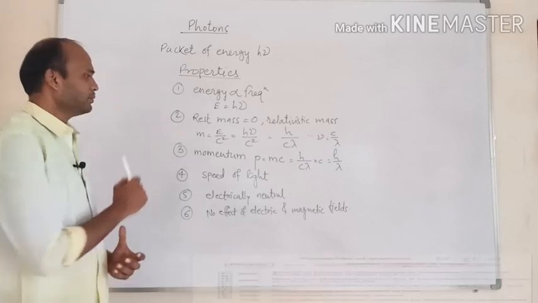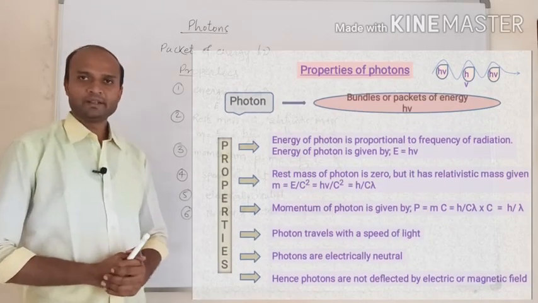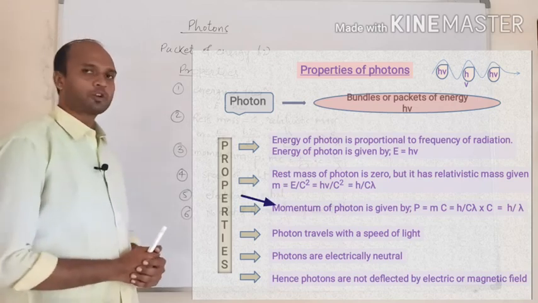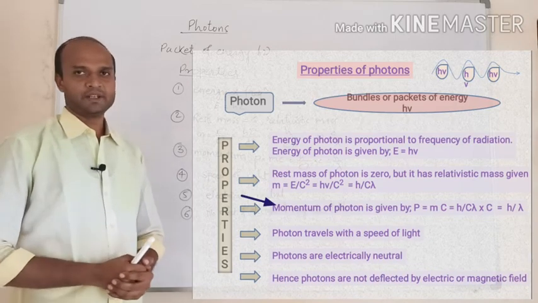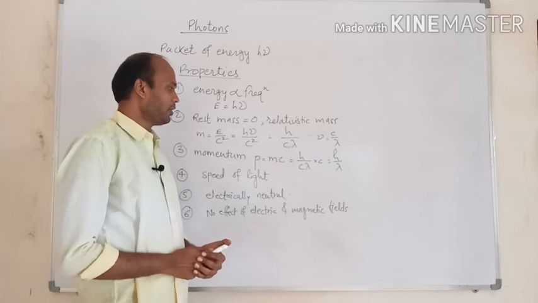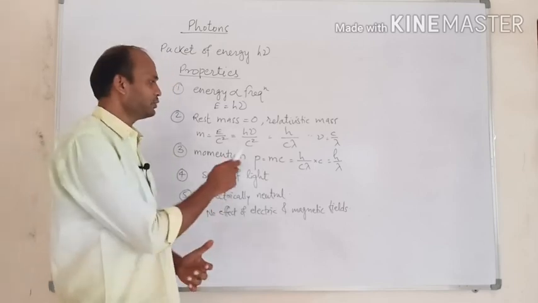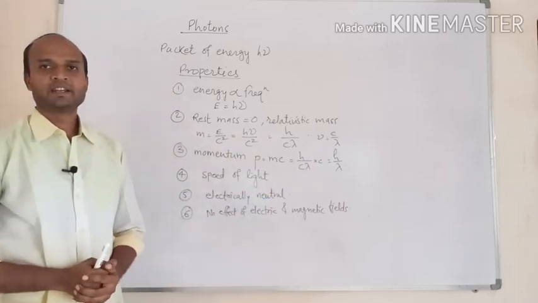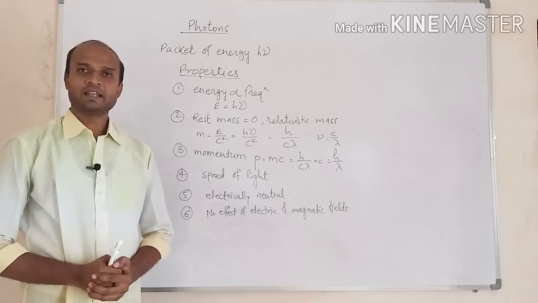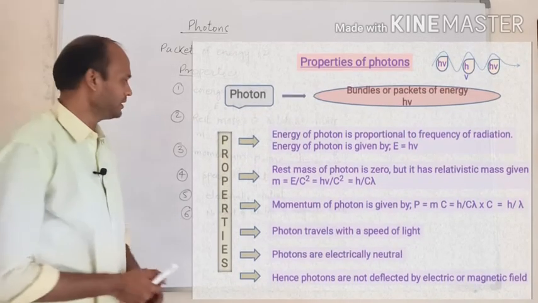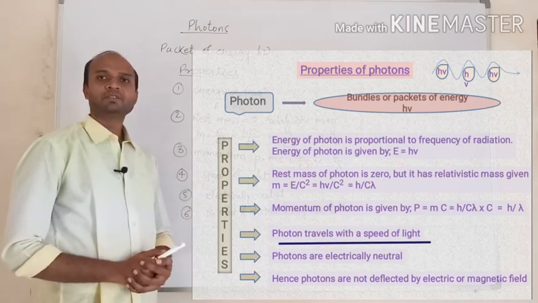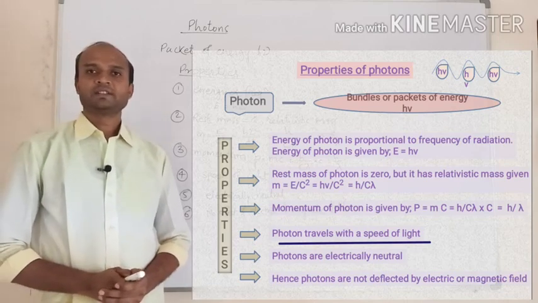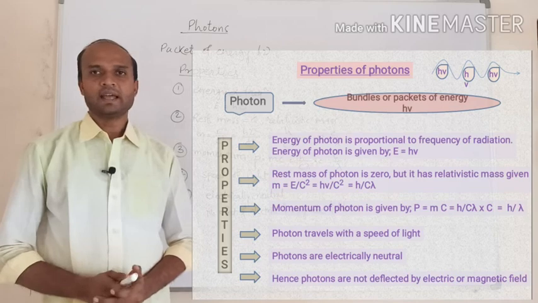Then the momentum of the photon. As it is in motion, it has a momentum which is the product of mass, that is the relativistic mass, and the speed. So momentum of photon P is equal to m into c. Again m is h upon c lambda, into c. So we get P is equal to h upon lambda. So this is the momentum of the photon. Then the photon travels with the speed of light. The speed of the photons is equal to the speed of light.